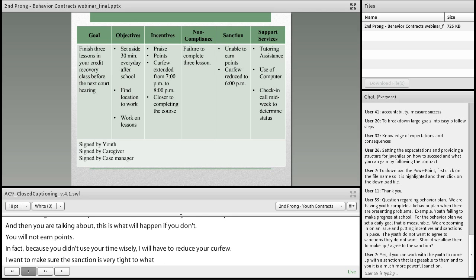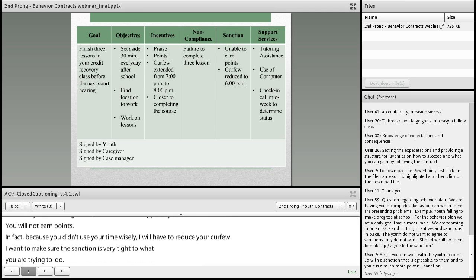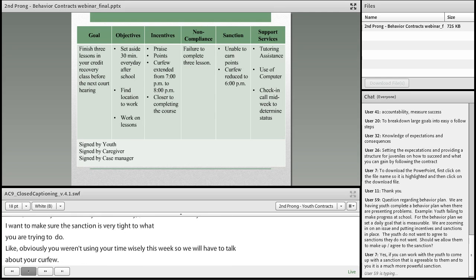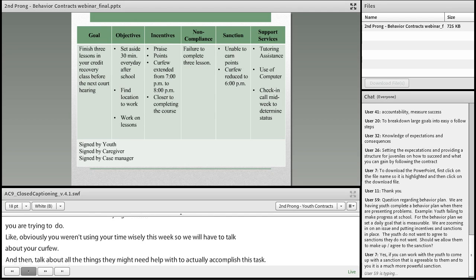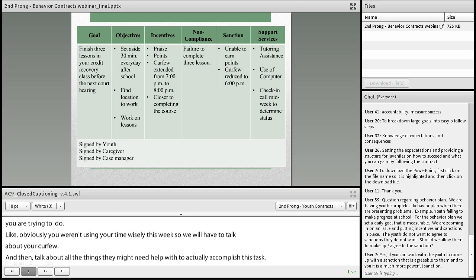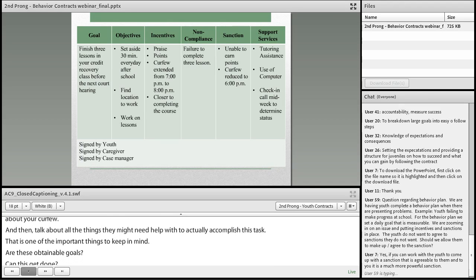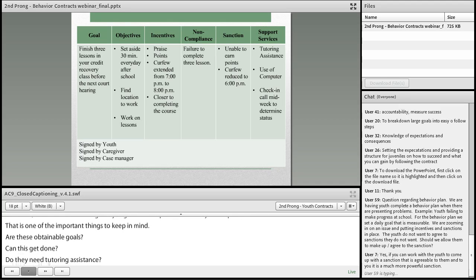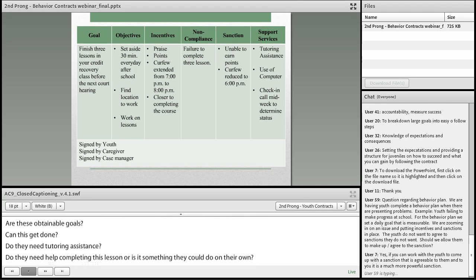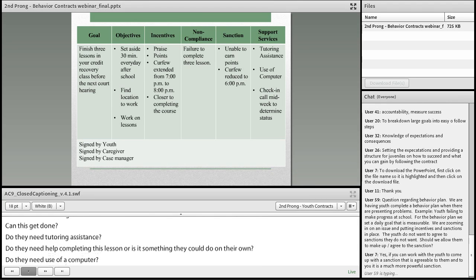And then think about all the things that they might need help with to actually accomplish this task, because one of the important things to keep in mind is, are these attainable goals? Can this get done? So do they need some tutoring assistance? Do they actually need some help completing these lessons, or is it something they can just do on their own? Do they need use of a computer? Do you have to set something up there at the office, the case manager's office, or at the court? Is that something that can be done?